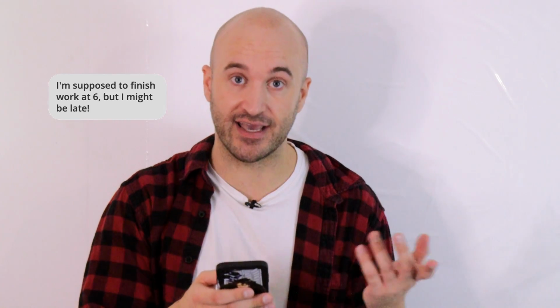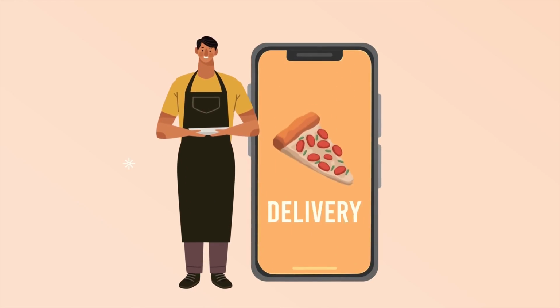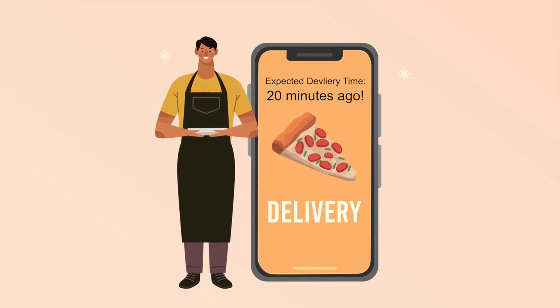Okay, test time. You want to say, I expect to finish work at 6 p.m. How would you say that? You have 5 seconds. I'm supposed to finish work at 6, but I might be late. And now you're waiting for your pizza. The app said the delivery time was expected 20 minutes ago. Duh, yeah, I know. I was expecting it to arrive before now. How can you say that? It was supposed to be here by now.